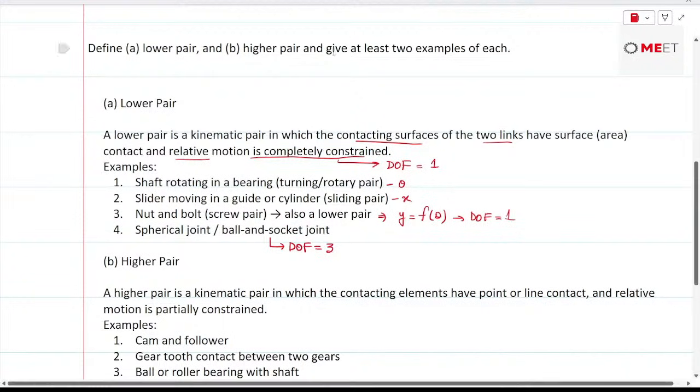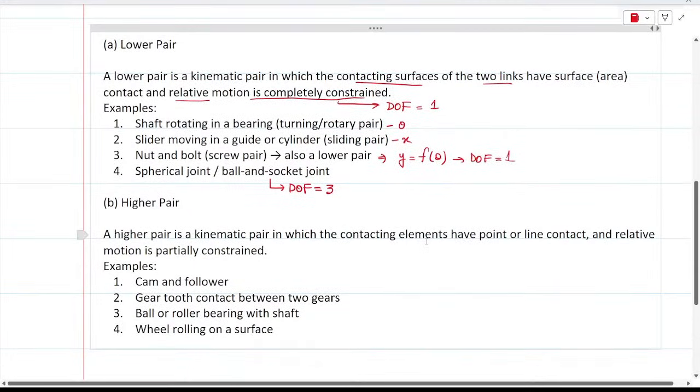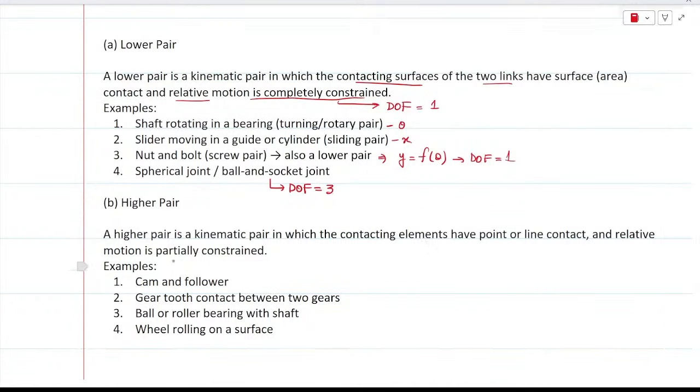Next is higher pair, a kinematic pair in which the contacting elements have point or line contact and the relative motion is partially constrained. So in cam and follower, we find a point contact. Gear is an example of higher pair. Ball bearing and roller bearing are examples too, where point or line contact is established between the ball and roller. Okay, that is higher pair.